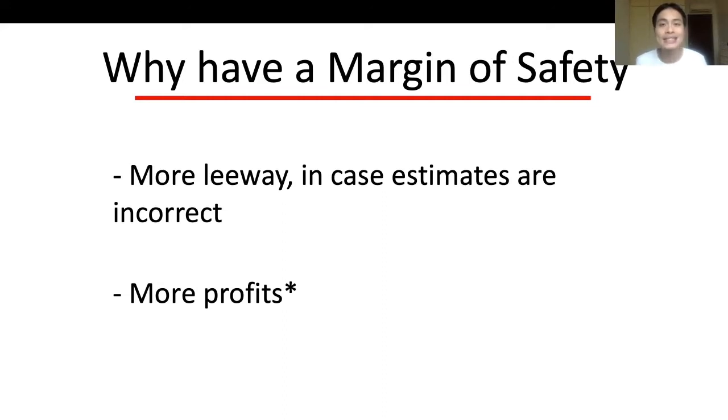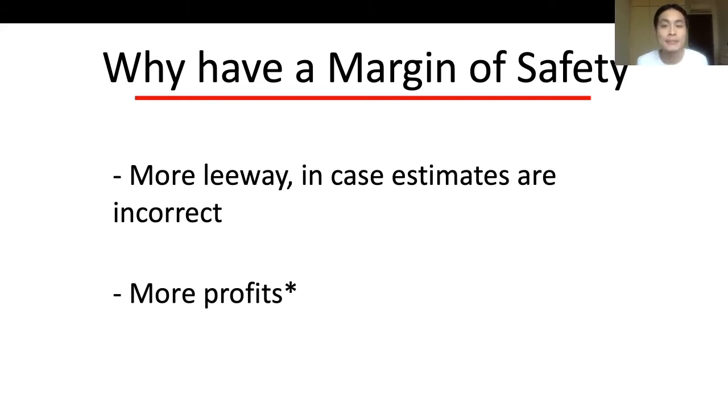So with all these uncertainties, these projections are at best just estimates. And that is why we want to have a margin of safety. Because with a margin of safety, it gives us more leeway in case our estimates are incorrect. The second reason why we want to have a margin of safety is that it gives us an increased probability of more profits in the stock market.